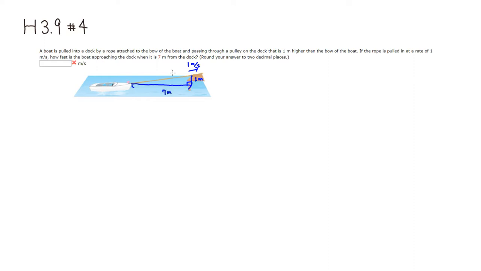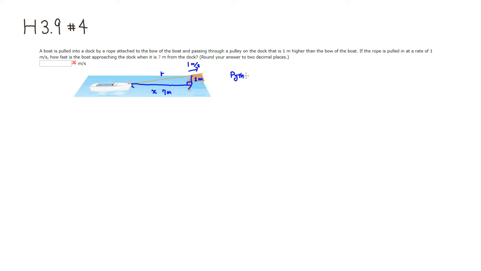All right, so let's give variables to the changing quantities. The length of the rope is changing, so I'm going to call it R, since it's a rope. And the distance between the boat and the dock I'm going to call X. Since we have a right triangle and we need an equation relating X and R, I'm going to use the Pythagorean theorem.